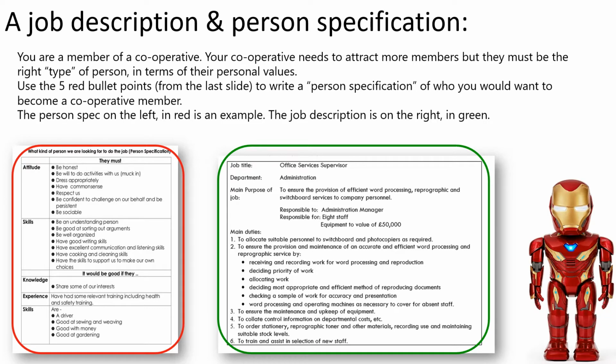Now let's look at the green box on the right. That is the job description. That is a general job description of an office services supervisor, but obviously we're not doing that, we're looking at a member of a cooperative. Now if we think back to the green section on the last slide where we looked at values, we can look at the main duties on this job description and think, oh okay, let's go back to these values and think, well, what things do the values say you have to do?